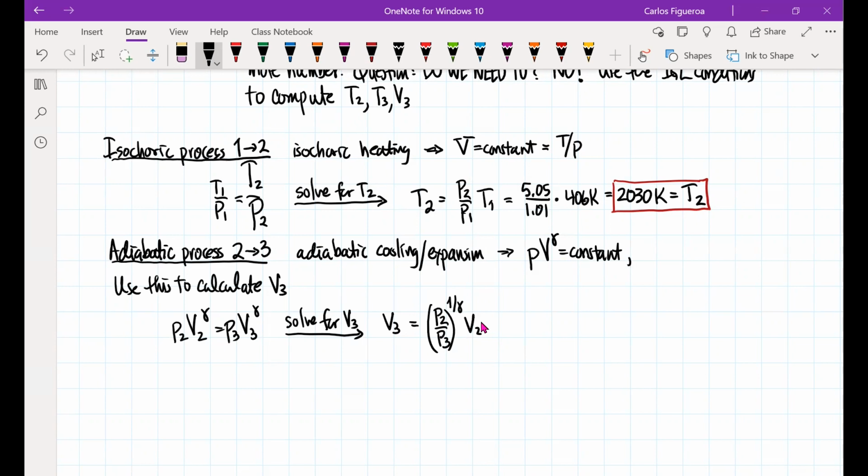Now, even though I didn't say this, gamma in this case is 5/3 because that's the ratio of CP/CV. So when I plug in my numbers, I'm going to have 5.05 over 1.01, and this is to the power 1 over gamma, but 1 over gamma is the same as 3/5. And then my volume, which is 1 times 10 to the negative 3 meters cubed. If I compute that, I get 2.63 times 10 to the minus 3 meters cubed. So now I have my volume 3.